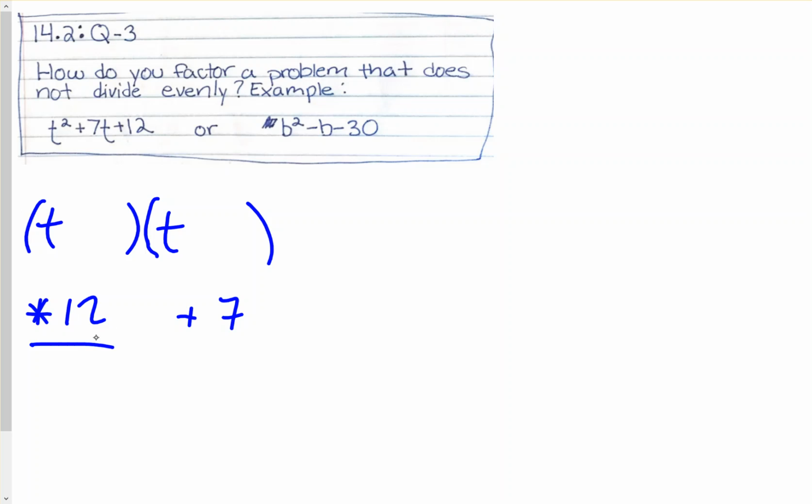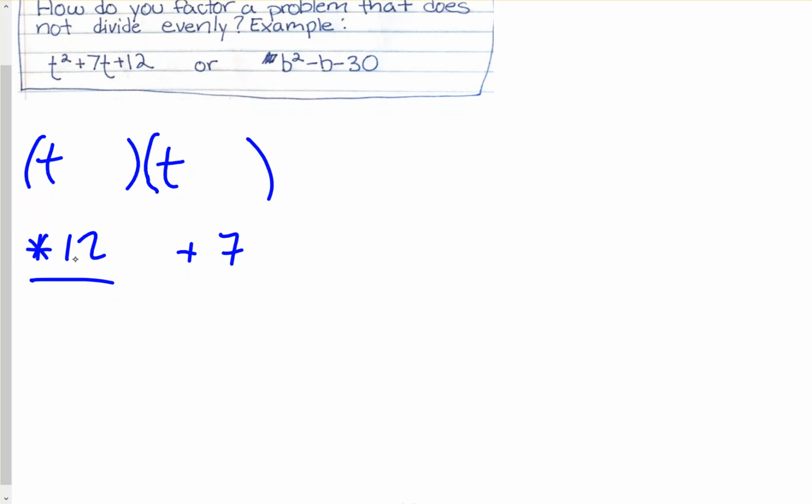Okay, so start coming up with a list of numbers that multiply to 12. That's typically what I do. So to multiply to 12, I have 1 times 12. And then next one after 1 will be 2. 2 times 6. After that will be 3. 3 times 4.